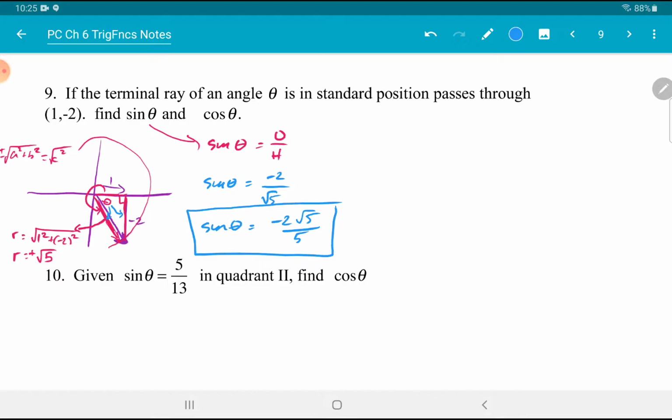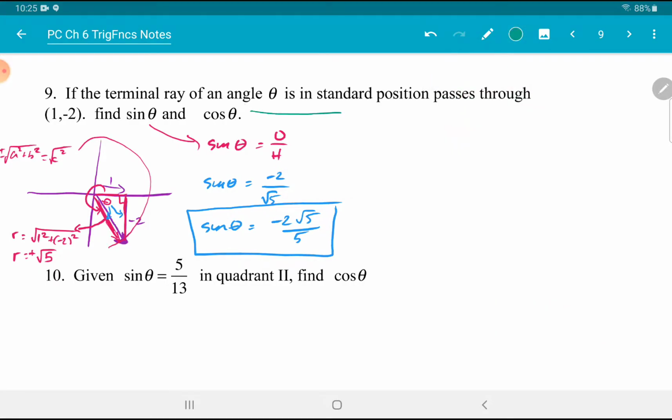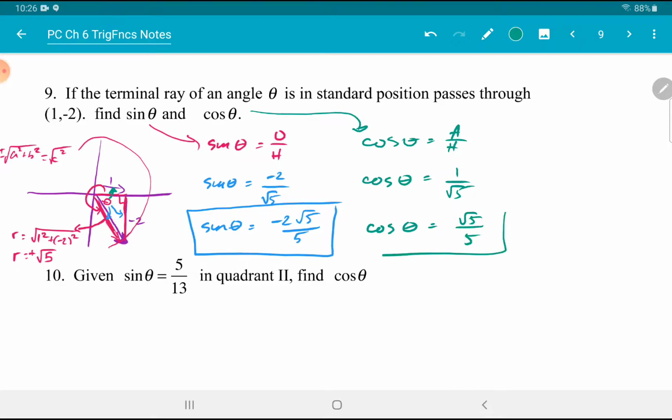Another trig ratio we need to find is the cosine of theta. Recall that cosine is adjacent over hypotenuse. The adjacent side of our angle theta is the value of 1, over the hypotenuse, which again is root 5. When we rationalize again, cosine of theta is equal to root 5 over 5.